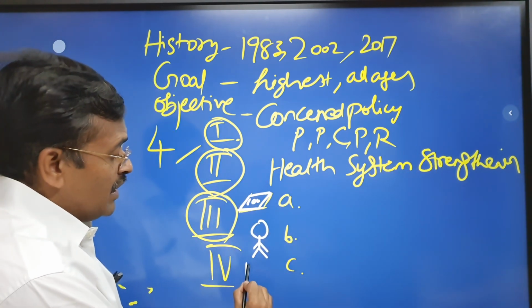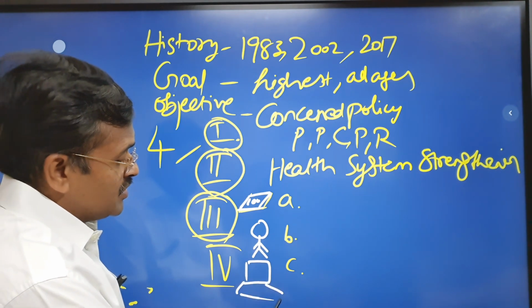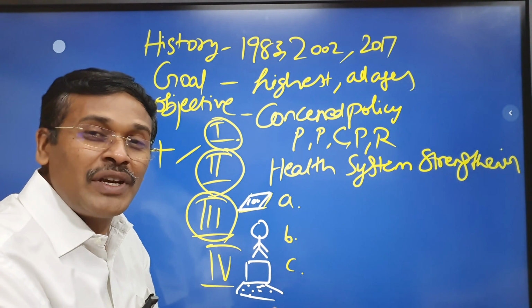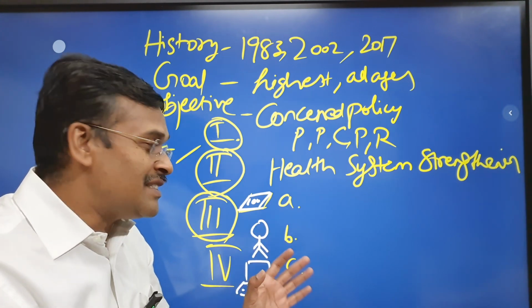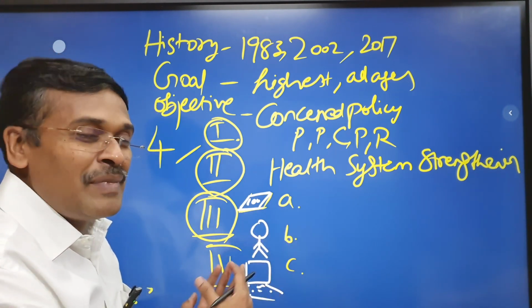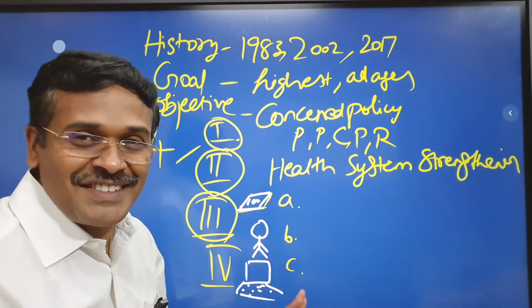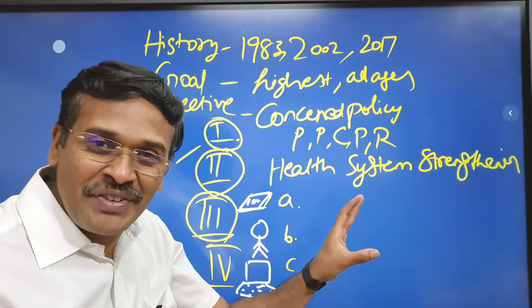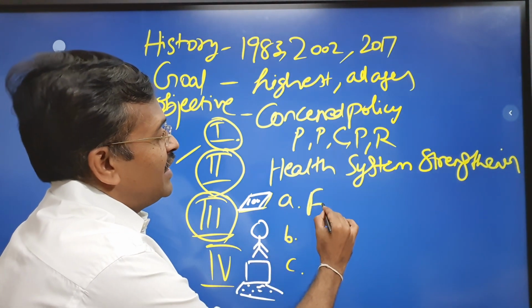So what do we need? We need electronic computers to collect the data. So the database management is very important here, to collect the data and then see whether they are performing. So that is management part. So we have three things. Now the picture would have given you a good idea about what we are going to see. So first one is financing, health financing.